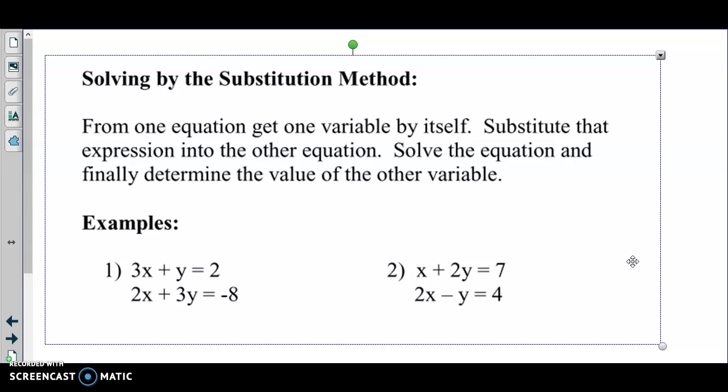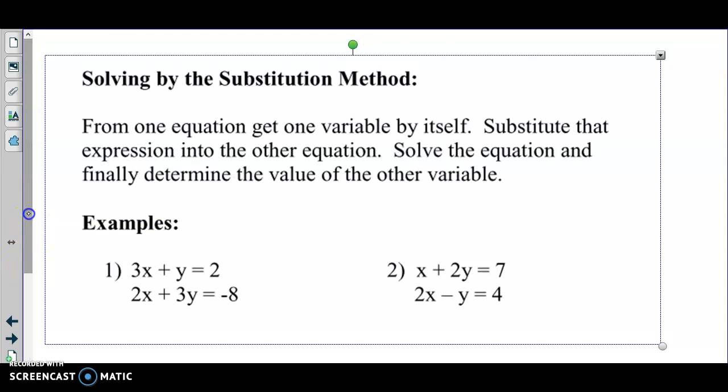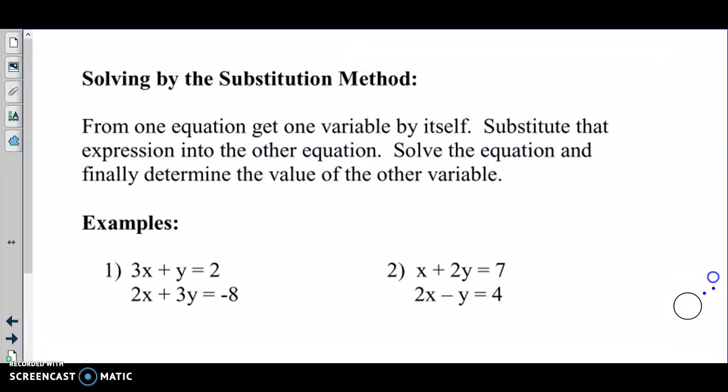Once you have it isolated, you substitute that expression that it's equal to into the other equation, and then you solve that equation for the remaining variable, and then determine the value of the initial one. So write that down. It'll make more sense once we do these examples. Oops, I'm sorry. I just told you to write something down and I moved the paper. And by paper, I mean the SmartBook notebook paper.